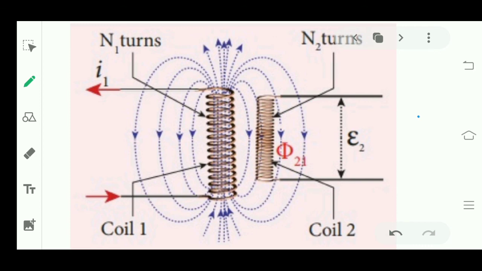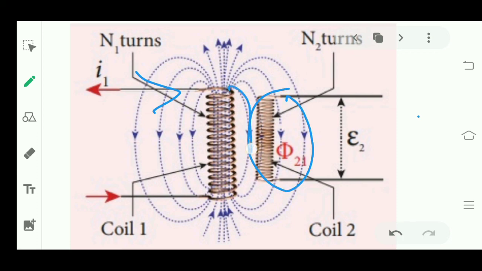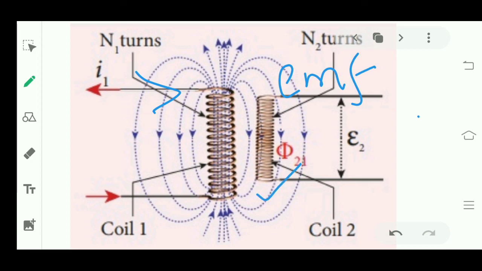So this was the picture I showed you in the animated part. What we have discussed is that when current flows in this coil, because of current a magnetic field generates, and when this coil comes under the magnetic field of this coil, an induced EMF will be created in coil number 2, and because of EMF, induced current will also be there. And that we were detecting by the galvanometer.